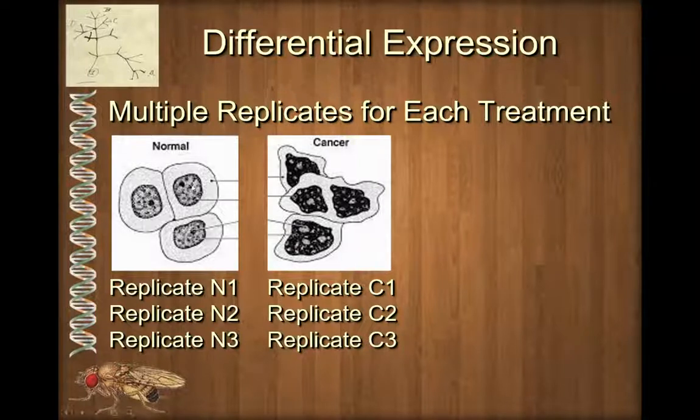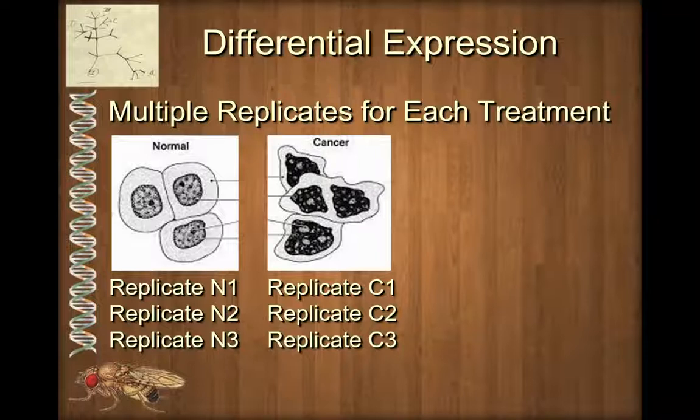So for each of our treatments, sometimes we'll use the term sample, but for each of our treatments, we want to do multiple replicates. And each of these would be sampled independently. RNA would be extracted independently. Each of the libraries would be created independently, and then they would each be sequenced independently. So each of them represents the exact same treatment, but an extra sample or an extra replicate.